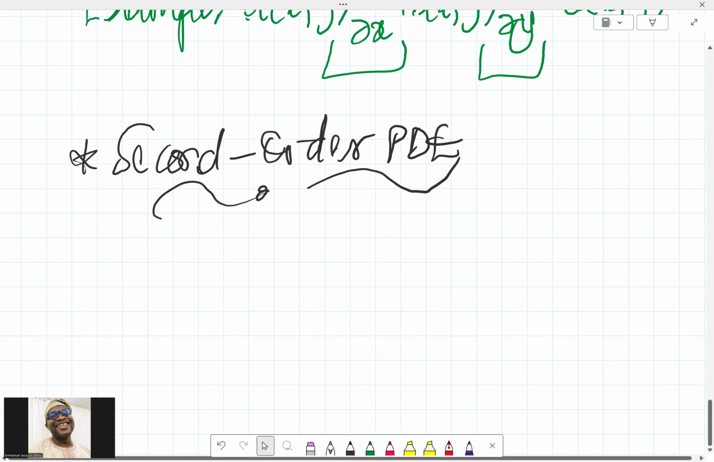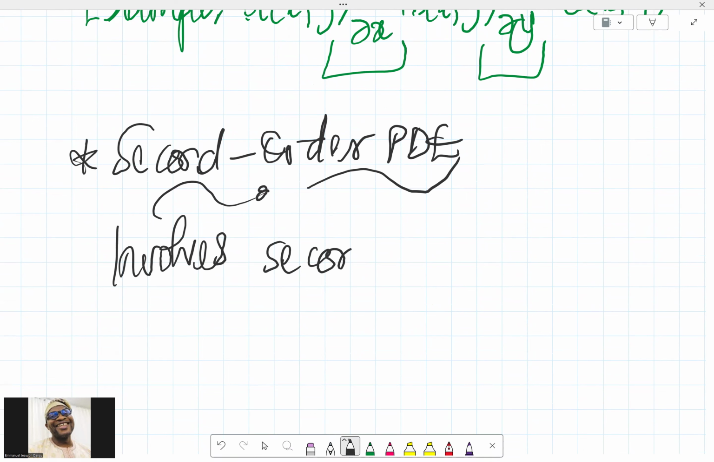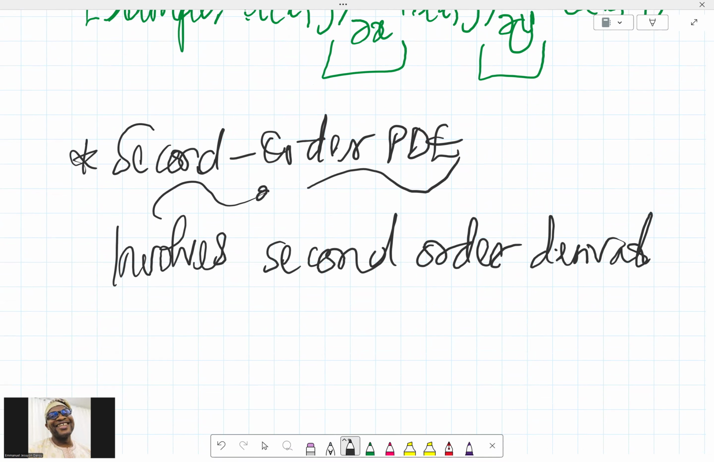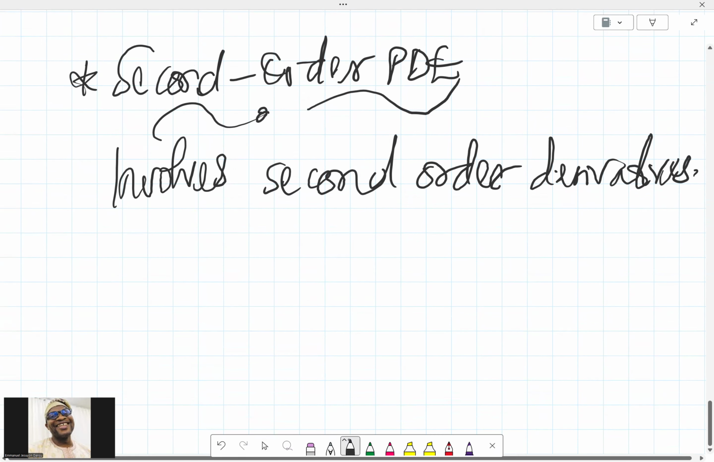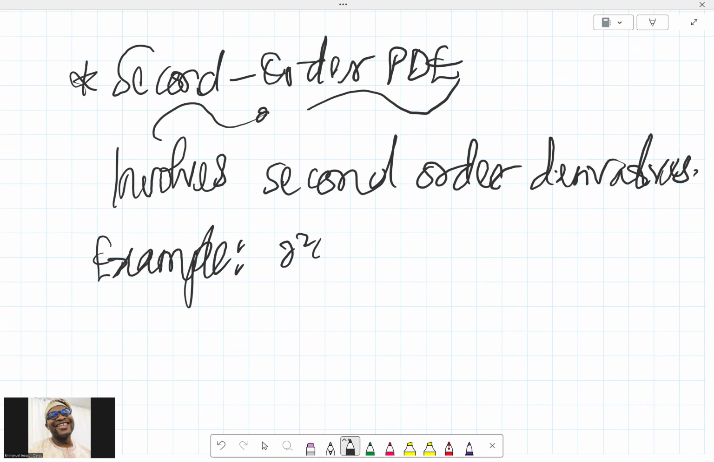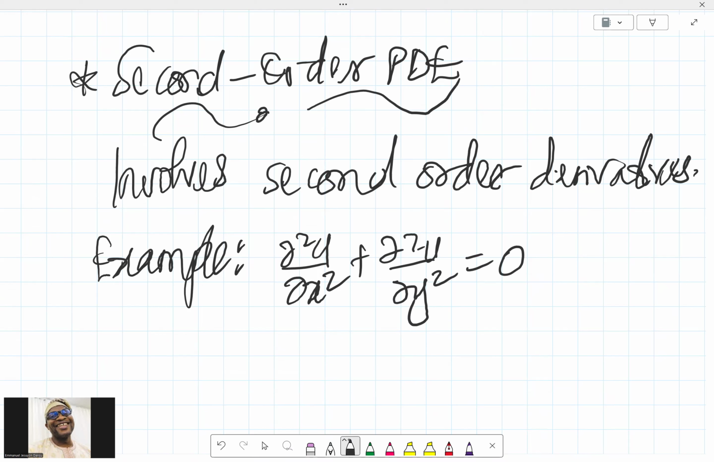So for second order PDE, right? This involves second order derivatives. It doesn't mean that there won't be other orders of derivatives, but the highest you have is the second order, okay? So a good example of this would be partial squared u partial x squared plus partial squared u partial y squared equals 0. So all the derivatives are of second order, but that is not the reason why it's a second order. It's a second order because the highest derivative is second order, right?